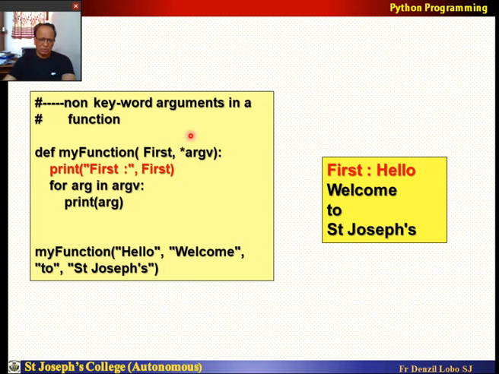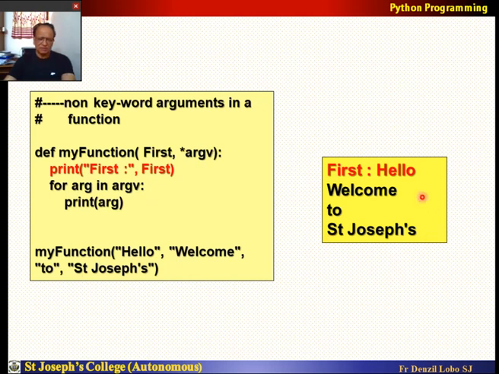Now we come to one more example here. First and *argv. This is the variable length argument. So first one will be here, print first, and then here you say for arg in argv, then you print each of these. For example, here again you have given hello, welcome to St. Joseph's. So first is hello, because it's the first one you have given, and welcome to St. Joseph's will be part of the variable length argument. And as you see, it prints hello, welcome to St. Joseph's.